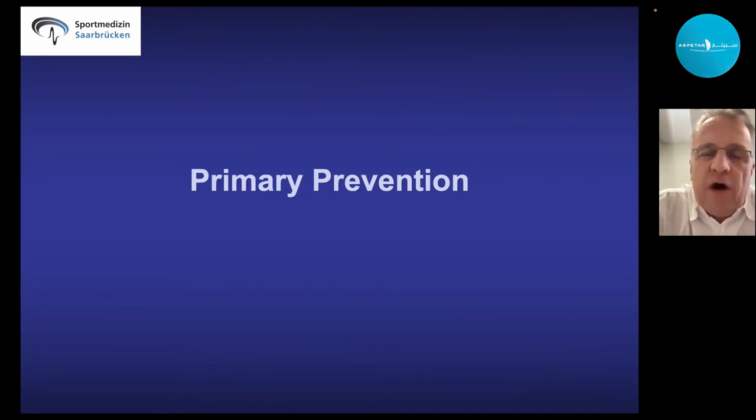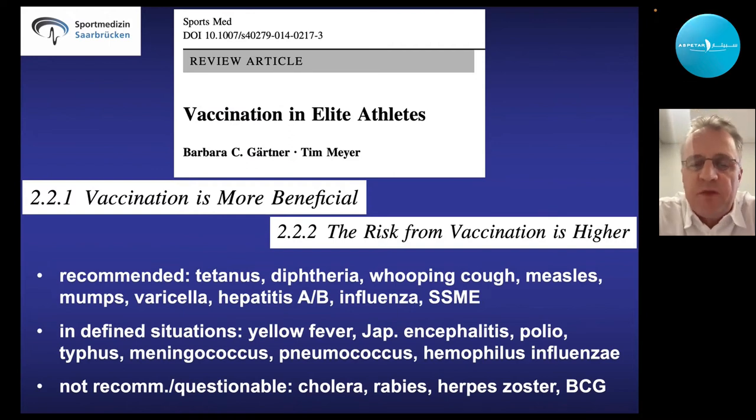But now let's go back to our three-category approach, and let's have a look at primary prevention first. When we think about primary prevention, I think the first thing that comes to the mind of a physician is always vaccination. Vaccination in elite athletes is something not well investigated. And if you have a look into this review article that I had the opportunity to write together with Barbara Gärtner, you will see that this is a bit more of an expert opinion than very well evidence-based.